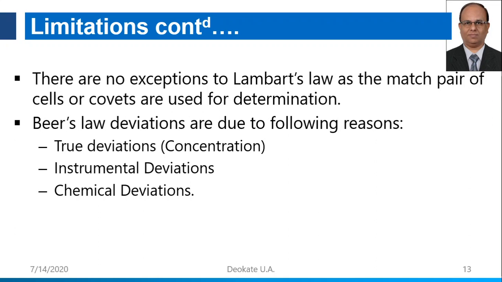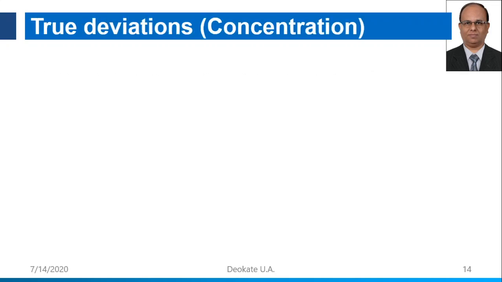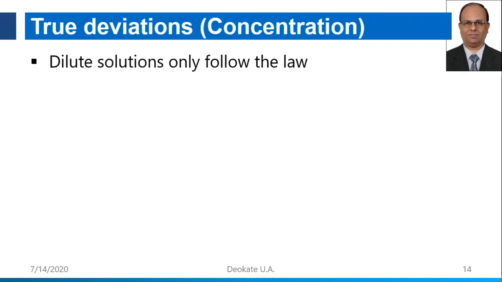There are three types of limitations observed for Beer's law. The first is known as true deviation, that is, concentration deviation. The second is instrumental deviation, and the third is chemical deviation. Now we'll see them one by one. First is called true deviation or concentration deviation.